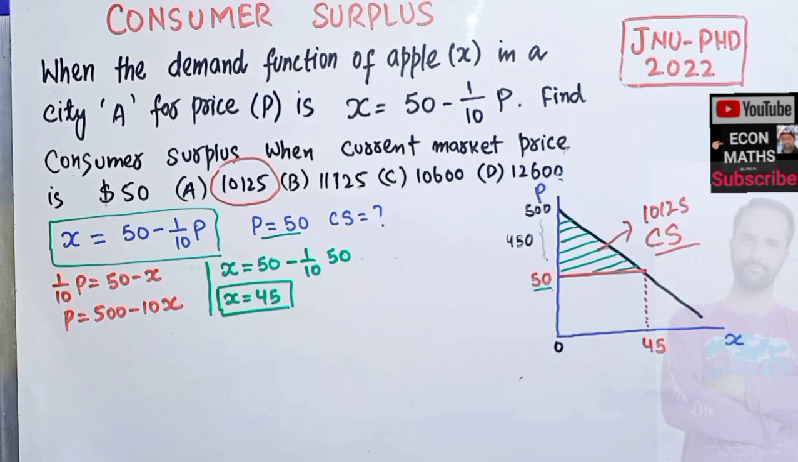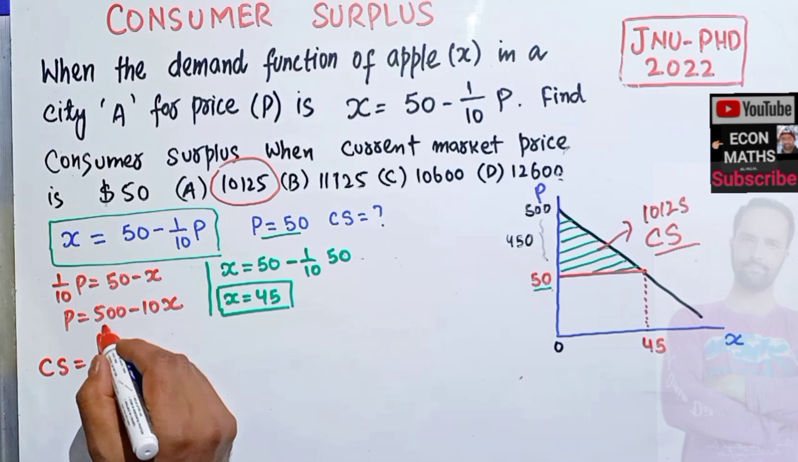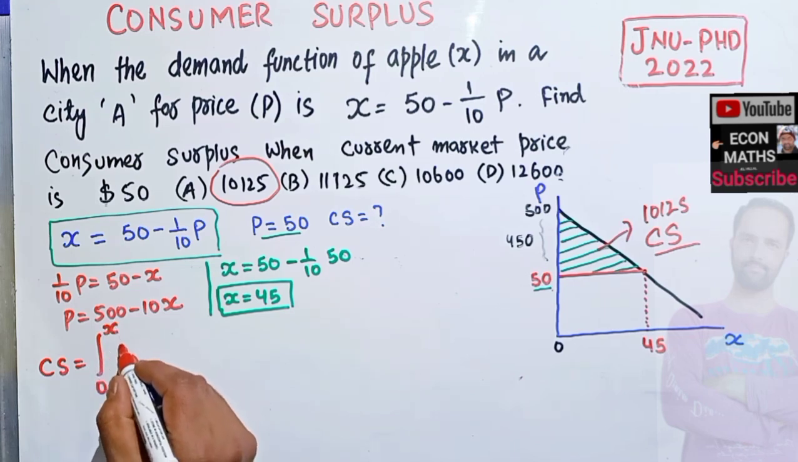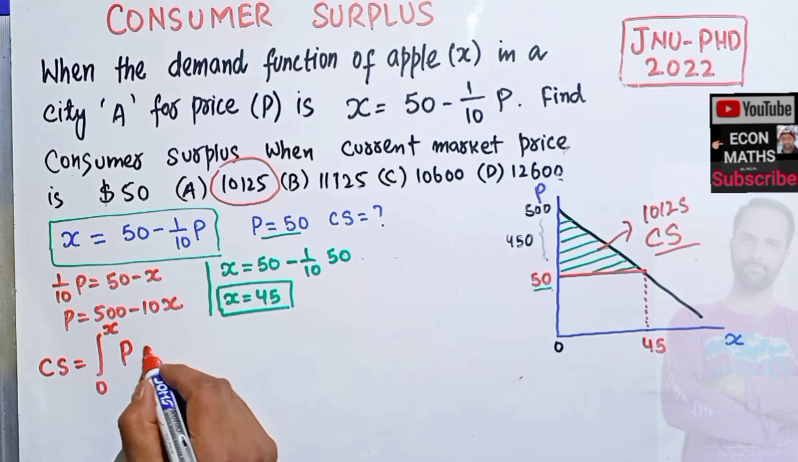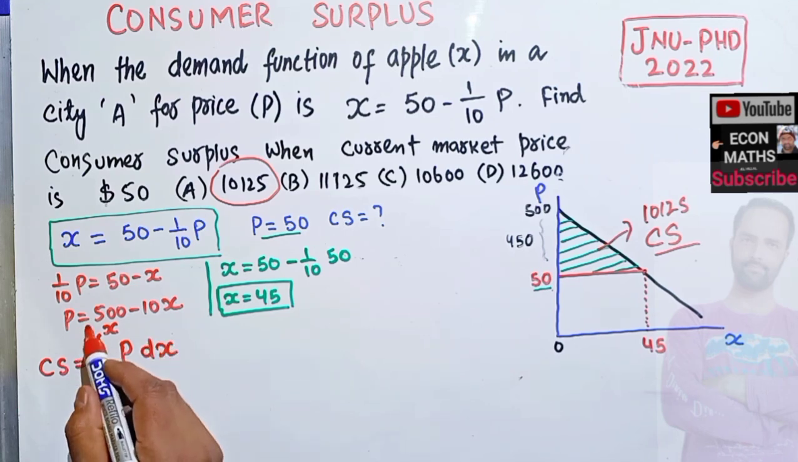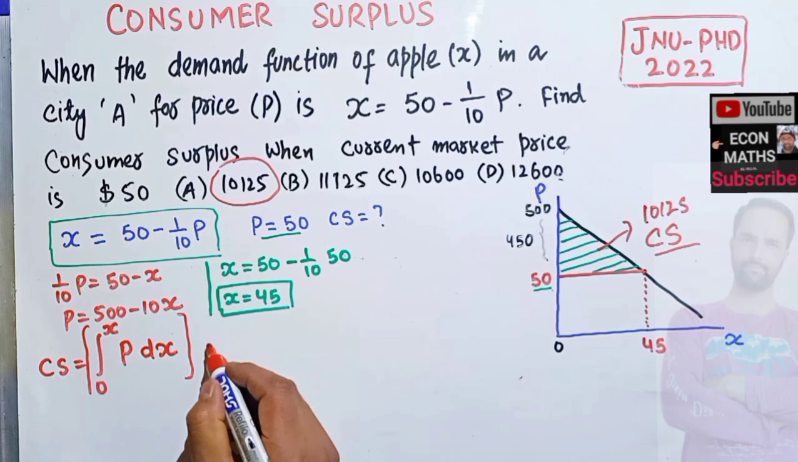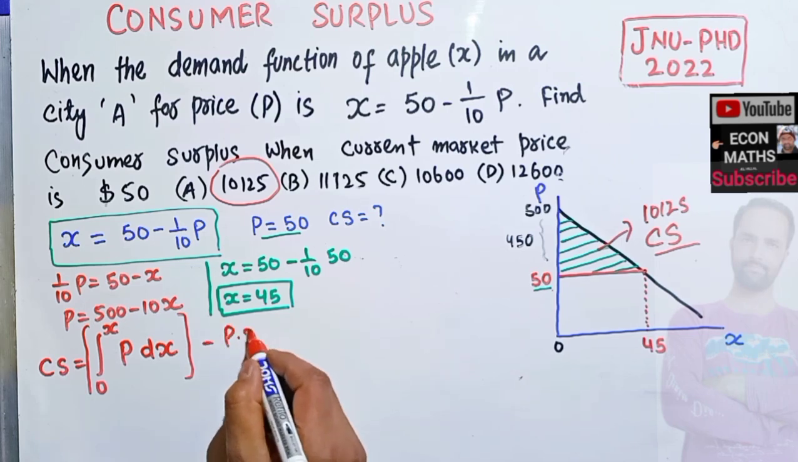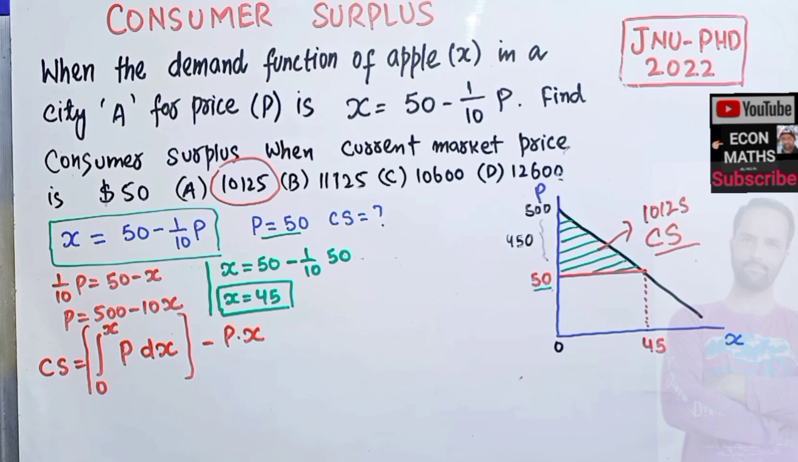So the consumer surplus, if we want to use integration, is simply the definite integral from 0 to the equilibrium quantity, which we got as x, of the inverse demand function with respect to x, and from this we subtract the total expenditure, which is price into x. So we have the definite integral from 0 to 45. The demand function is this: 500 minus 10x.